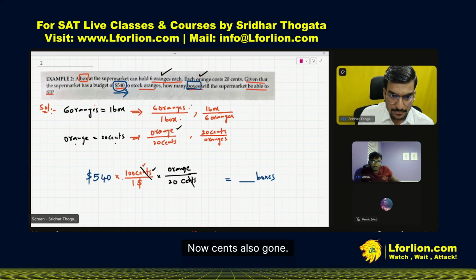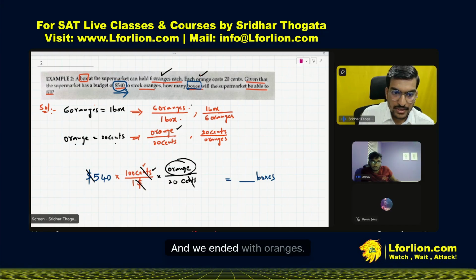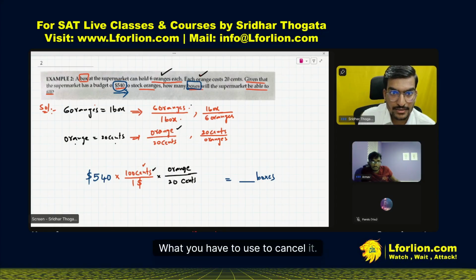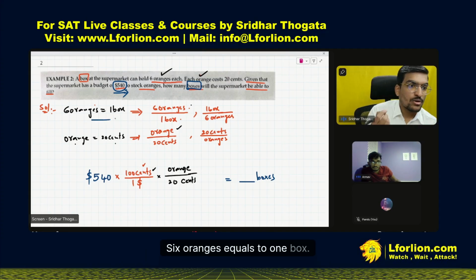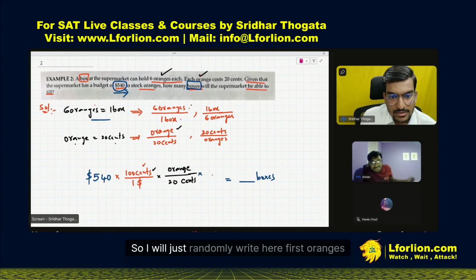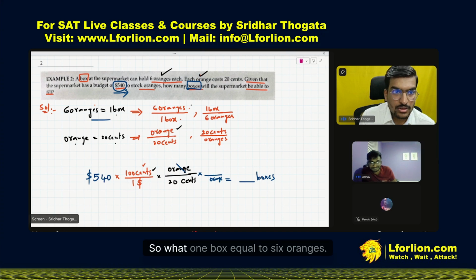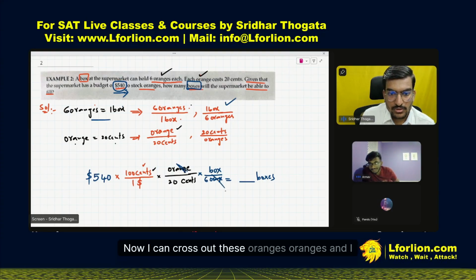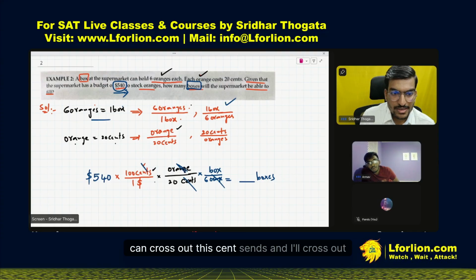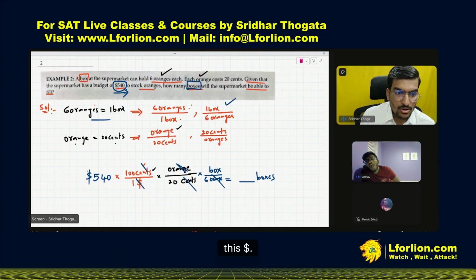Now cents is gone, dollar is gone, and we ended with oranges. So focus on oranges. How can you cross out orange? What do you have to use to cancel it? Here we have some information: 6 oranges equals one box. So I'll write oranges first because I can cross this out. One box equals 6 oranges. Now I can cross out these oranges, this cents, and this dollar.